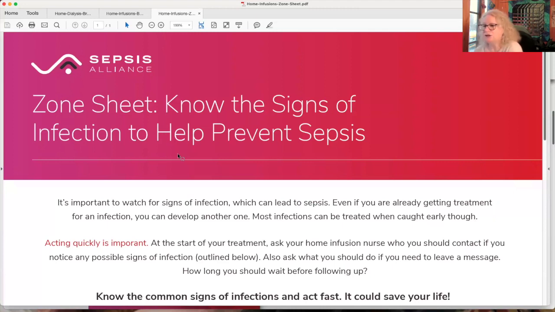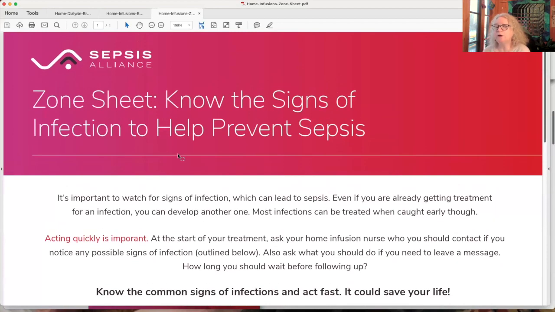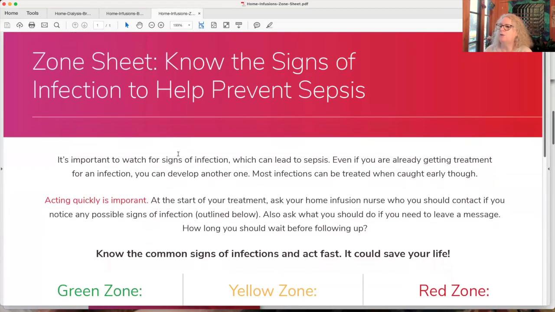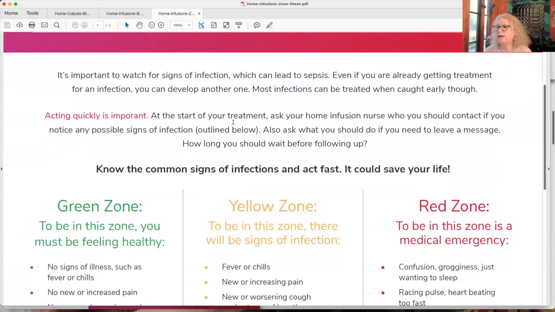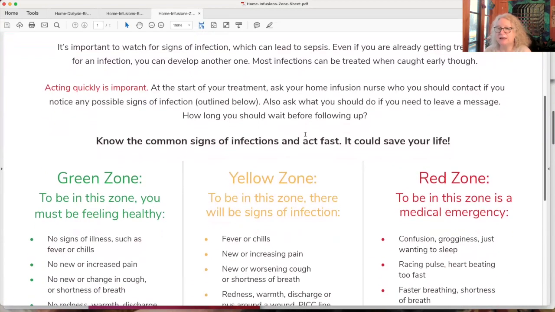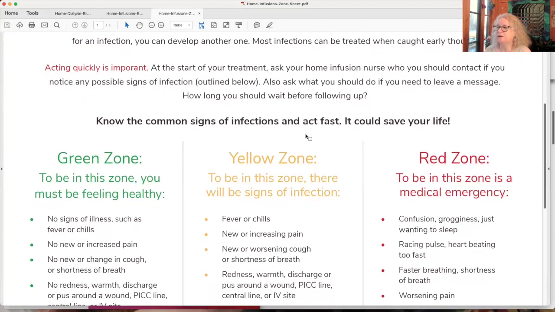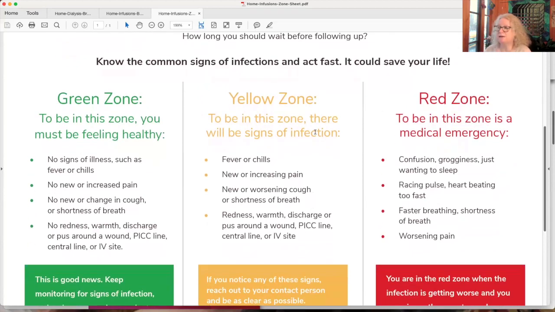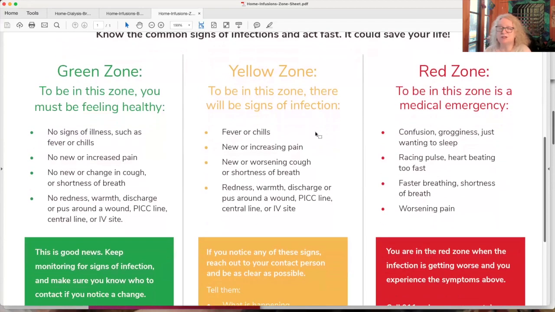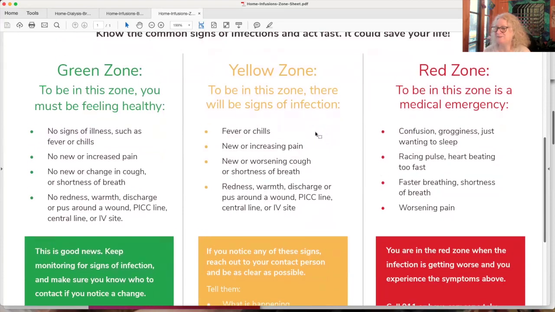So this is the zone sheet once you have downloaded it. It is one page. So you can tape it to a wall, put it on a fridge, anywhere where you feel the patient or their caregiver will benefit from it. We explain why it's important to watch for the signs of infection, and importantly, that they should ask their home infusion nurse who they should contact if they have any signs or they believe they have any signs of infection. We also encourage them what to do to follow up, especially if it happens after business hours, because we know infections don't always occur at convenient times.